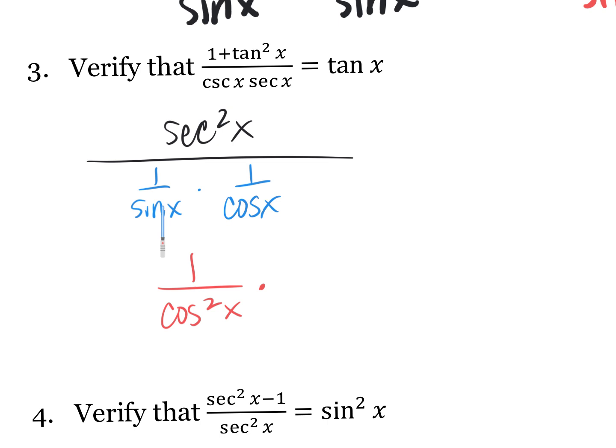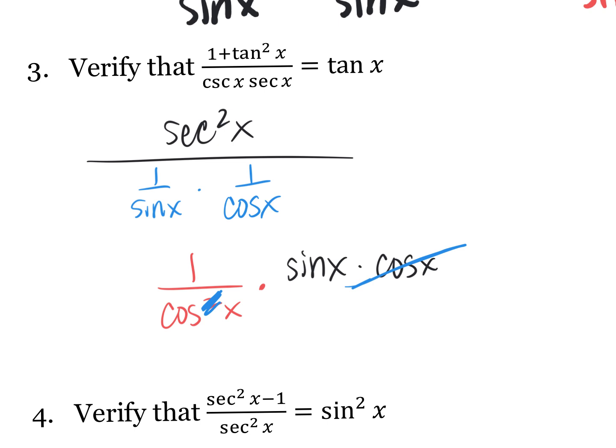What's the reciprocal of 1 over sine? Sine over 1, which is just sine. What's the reciprocal of 1 over cosine? Cosine over 1. This is all being multiplied together, because the opposite of division is multiplying by the reciprocal. Now can something cancel? I've got a cosine here and a cosine squared down there. So one of them is gone.